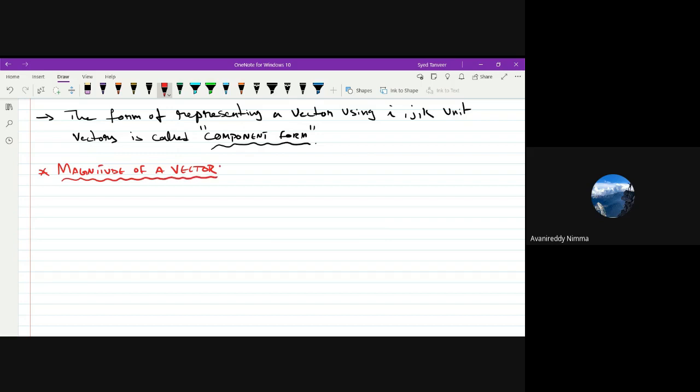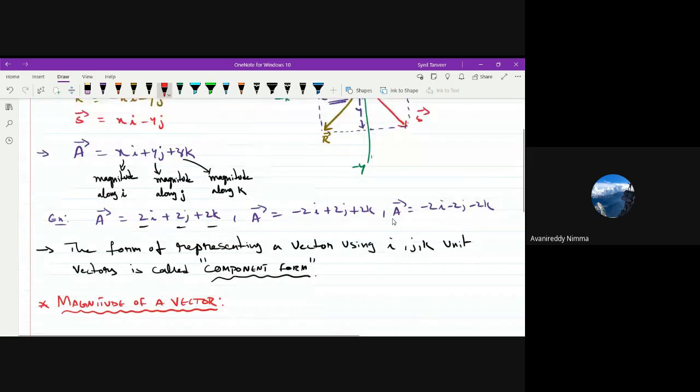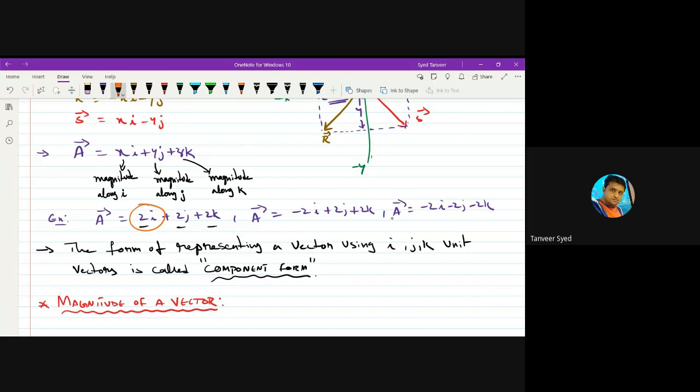Sir, can you scroll up once? Sir, can you explain the example once again? Which example? The second one, sir. 2i plus 2j plus 2k. What do you understand from this vector, from 2i? Sir, two perpendicular from y-axis.